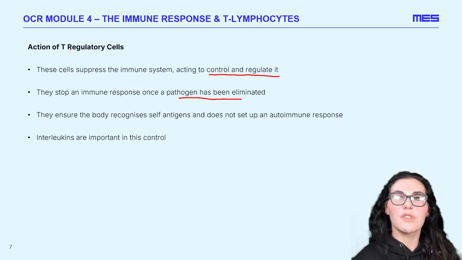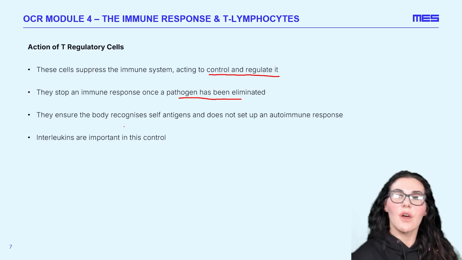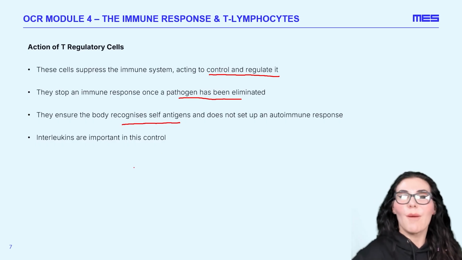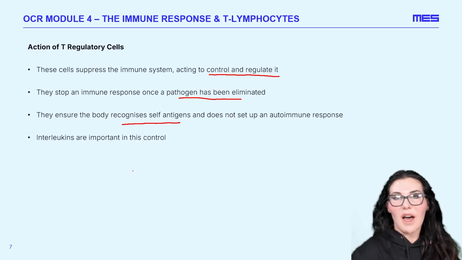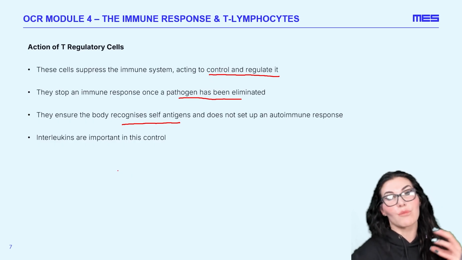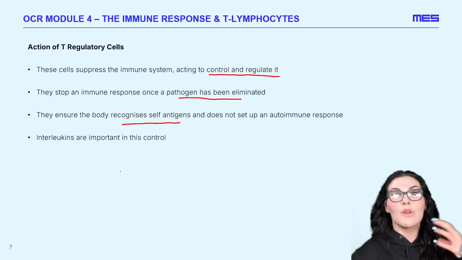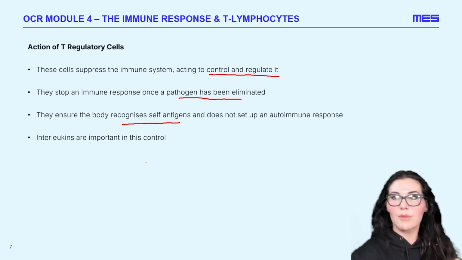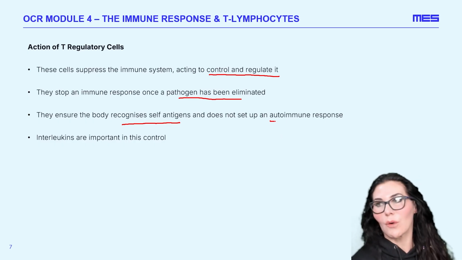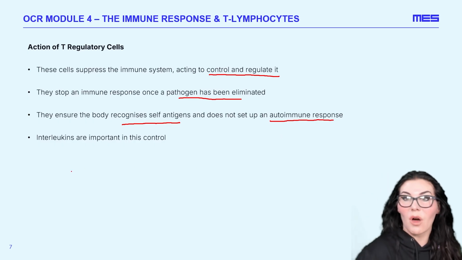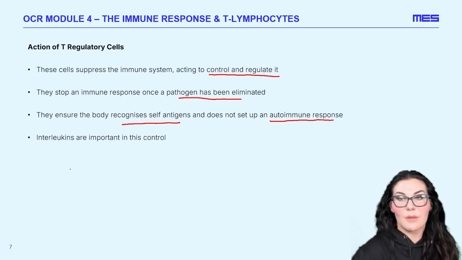Also, we have special T regulator cells which recognize body cells that are yours, that have your self-antigens on their surface, and prevent your white blood cells from responding to them in an immunological way. So it ensures we don't have autoimmune responses. Sometimes we can get autoimmune responses where things do go wrong with your regulatory mechanisms.